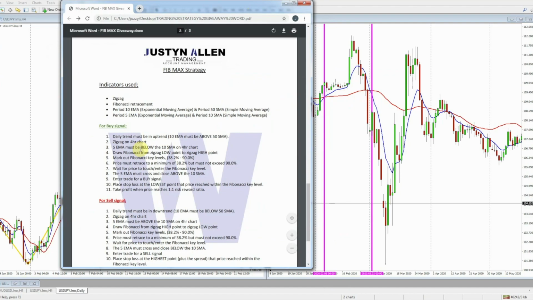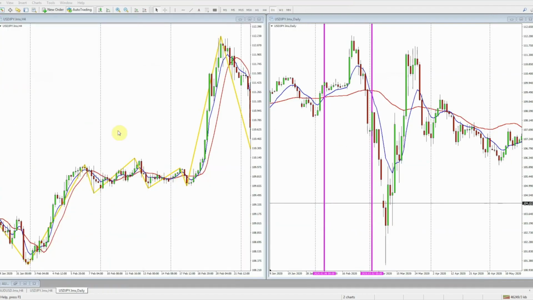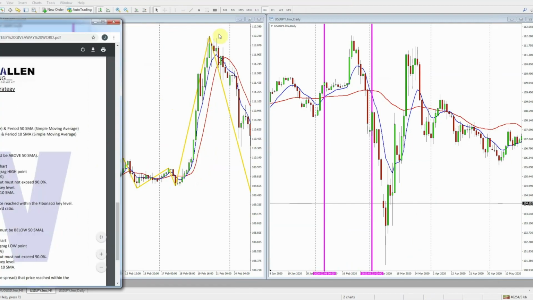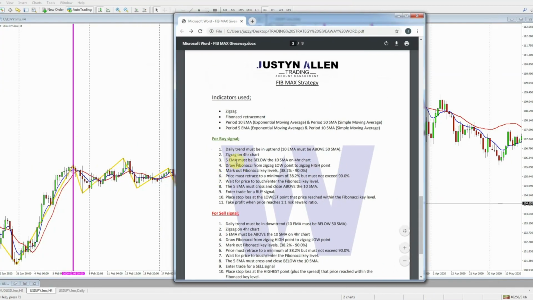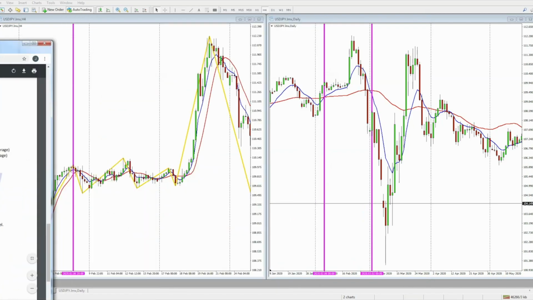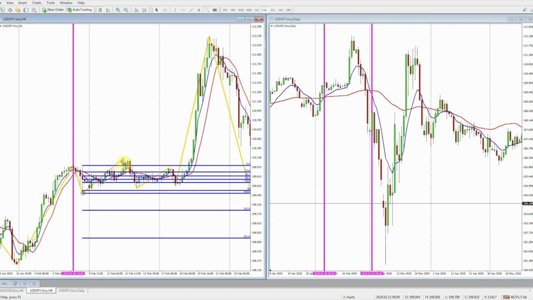So the 5 EMA is below the 10 SMA. Oh, sorry, what I'll do is I'll do the same thing here. Put this 6th of February so we can see where we're looking from. And as you can see, where's it state? The 5 EMA is below the 10 SMA. So from that point, you can see that the 5 is below the 10. And then it says draw Fibonacci from zigzag low point to zigzag high point. So from this point, the low zigzag point is here to here. So we get our Fibonacci, click on Fibonacci, go from low to high.